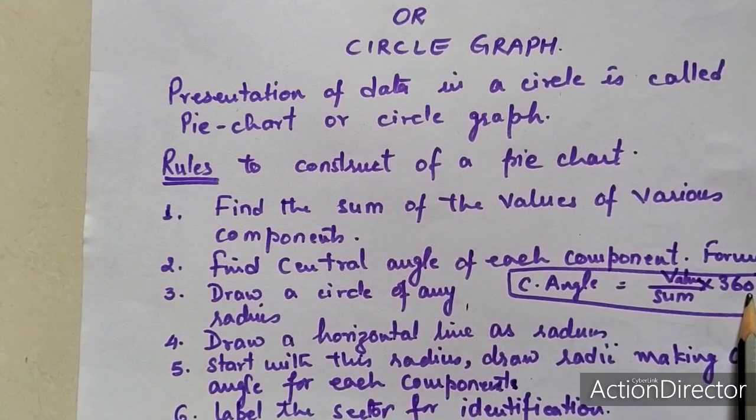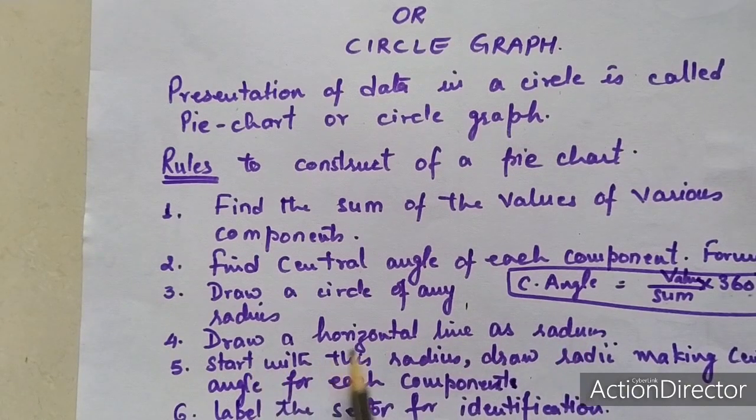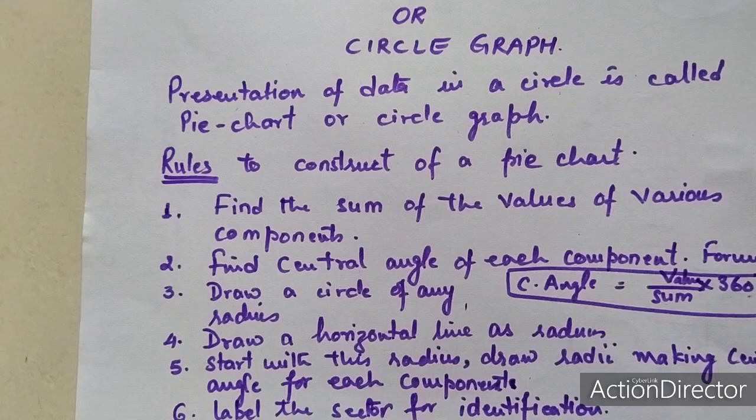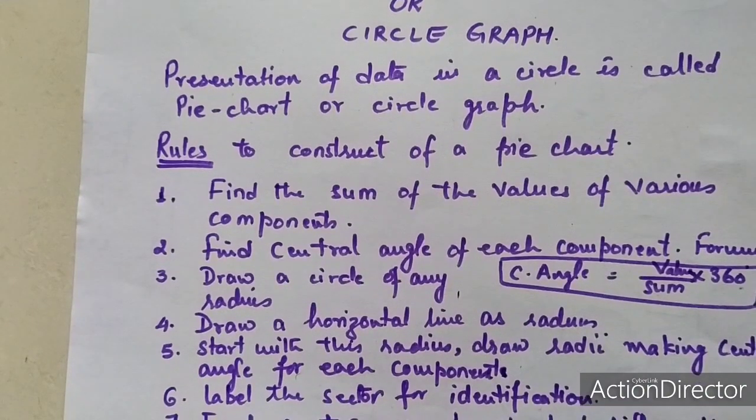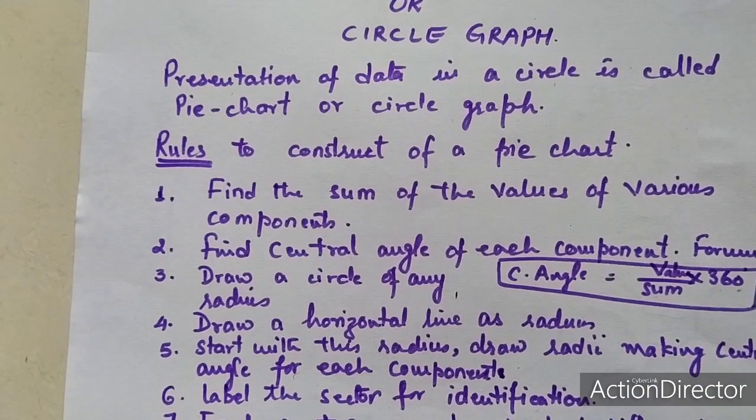Why is it 360 degrees? Because the central angle, or we can say complete angle, is 360 degrees. So at the center of a circle the degree measure is 360. That's why we need to multiply by 360. Then draw a horizontal line as radius. After that, start with this radius. We are going to make many different radii to indicate particular components. After that, label the sectors for identification. And at last each sector may be shaded differently. That means if you want to color it you can, if you want to shade you can. So all these 7 rules must be in your mind before making any pie chart.